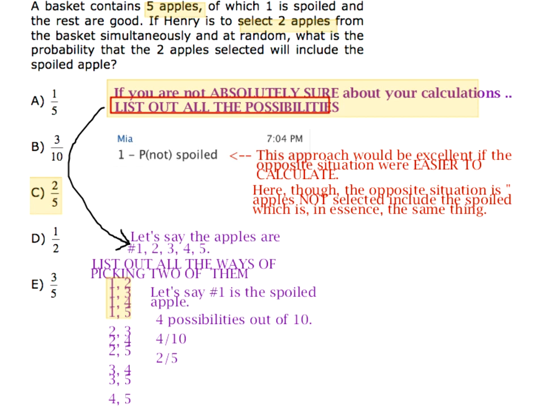If there were a replacement, then you could still list everything out, but then you would have to list them in order. If you were to take one and then put one back and then take another one, which would be kind of a weird thing to do, you would have to list like 1, then 2, and 2, then 1, and 1, then 1. You have to list those things separately. So you could try that in your own shot.